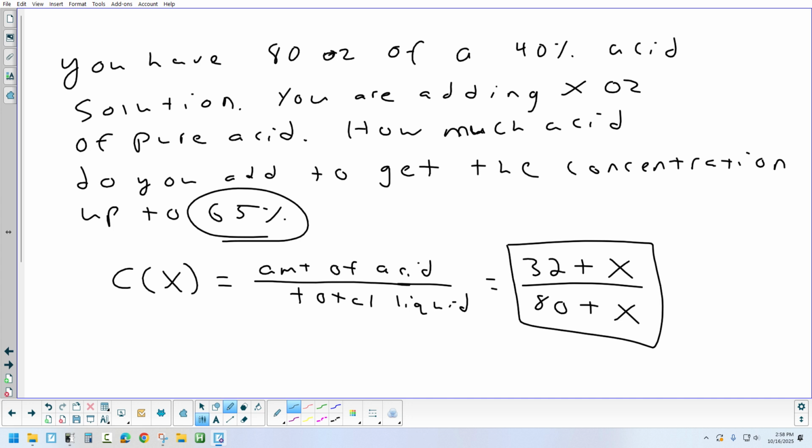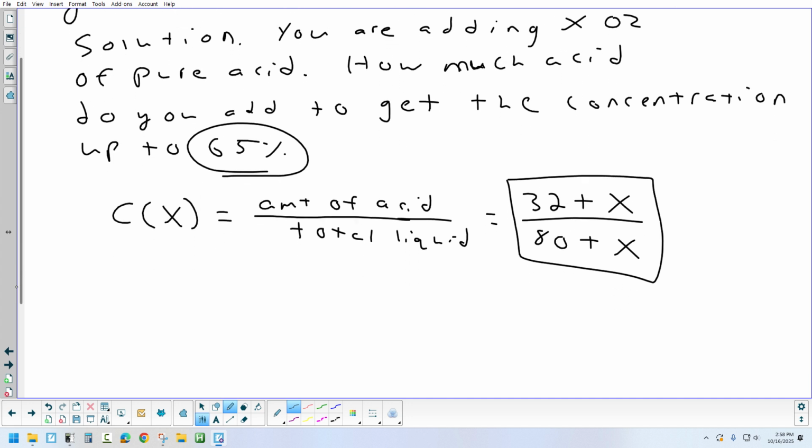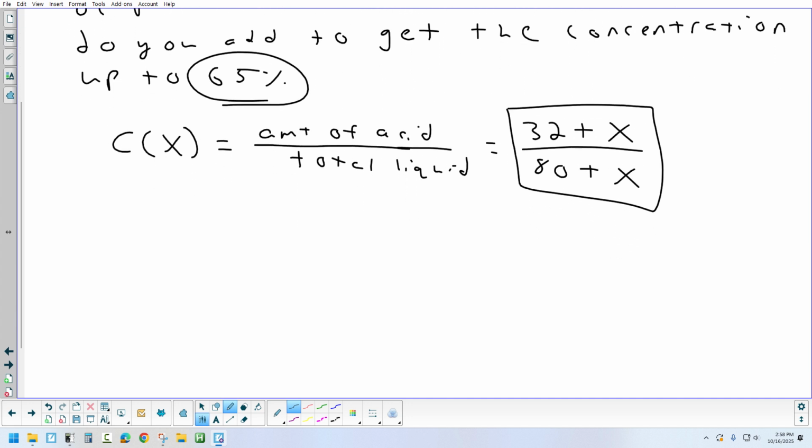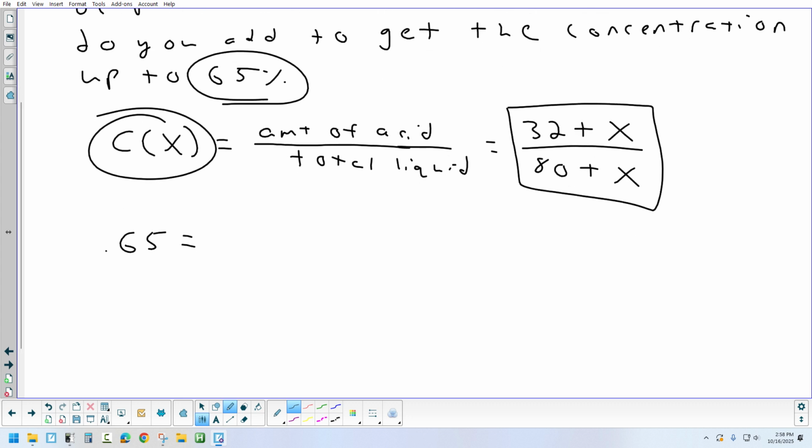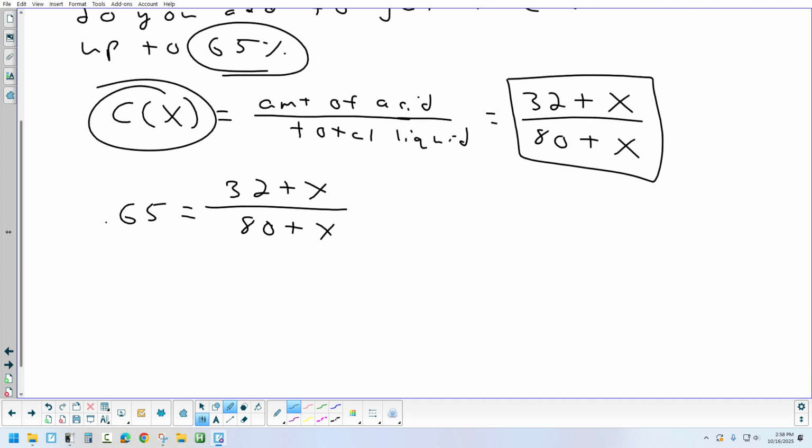Which way? Could you do both and use the graph as the check? To double check? Okay. So let's do 0.65. That's my concentration. So I'm setting it equal to what they told me they want. And the formula is 32 plus X over 80 plus X. So first step is to multiply each side by 80 plus X.